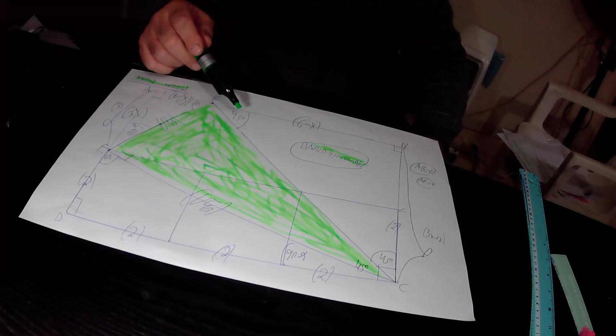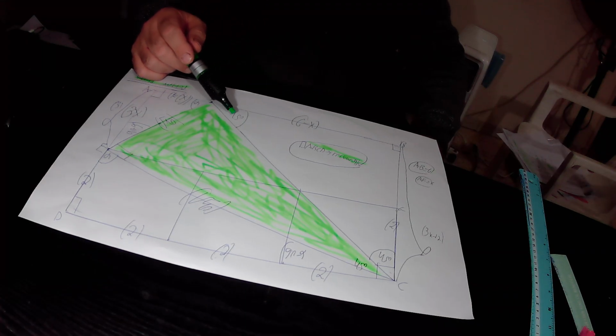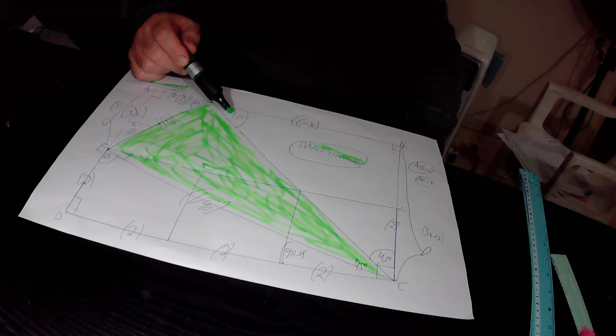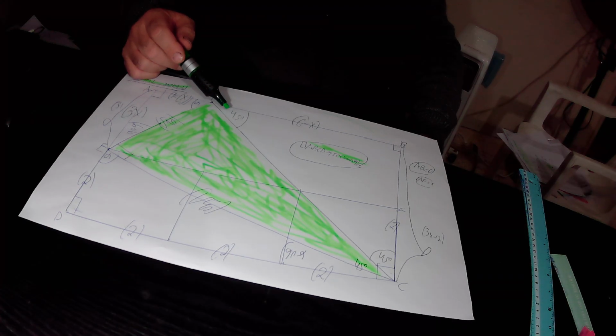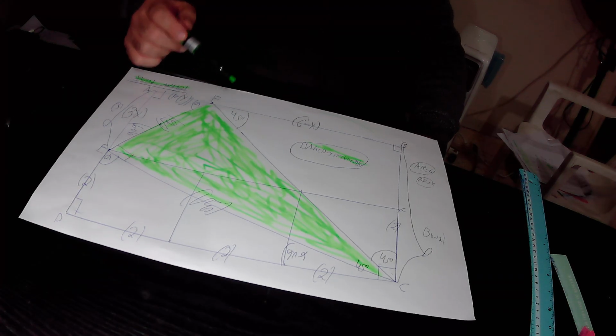So 135 degrees plus this third missing angle must in total be equal to 180 degrees, according to the rule we just said that the sum of the angles in a triangle is equal to 180 degrees. Therefore, this third missing angle must be equal to 45 degrees in size.